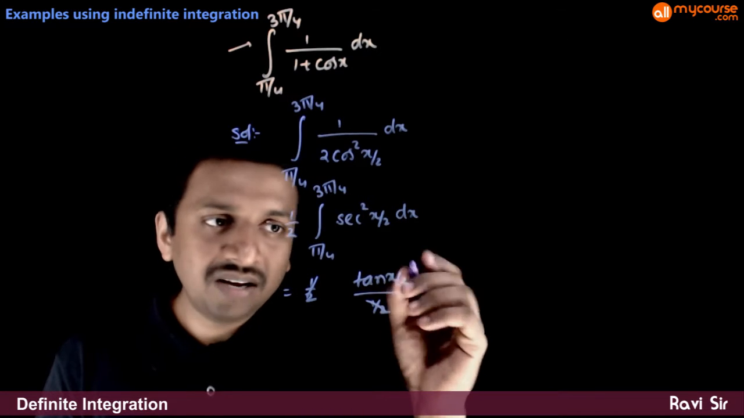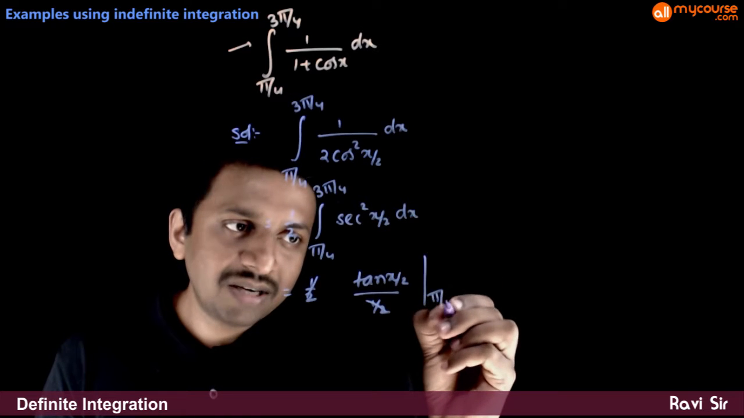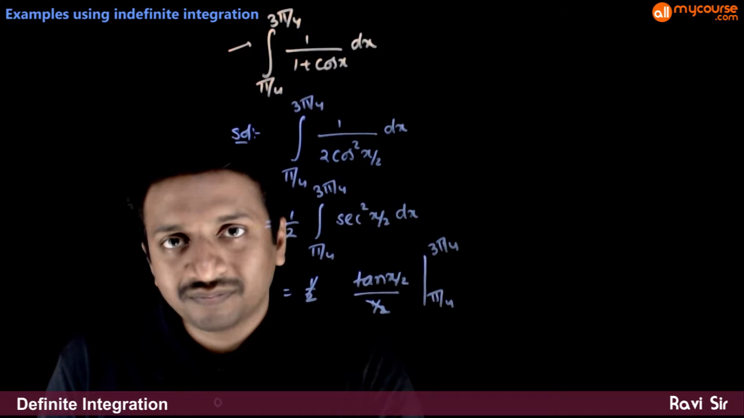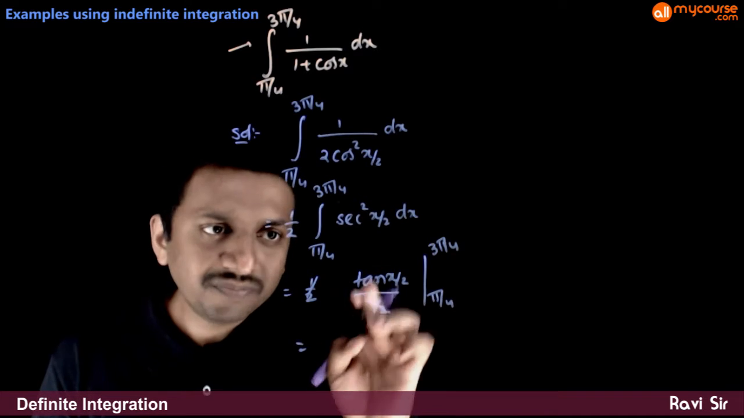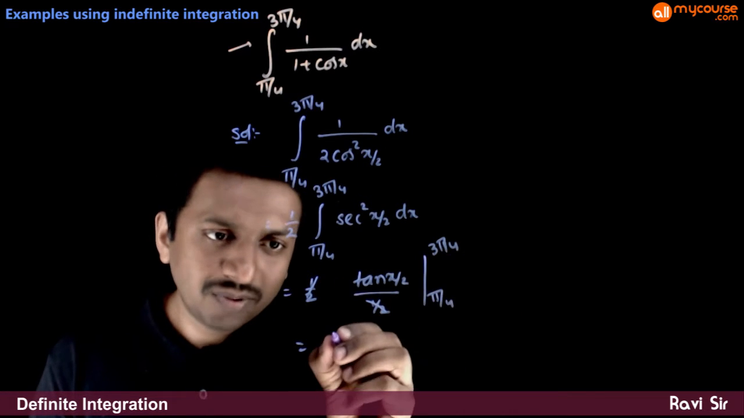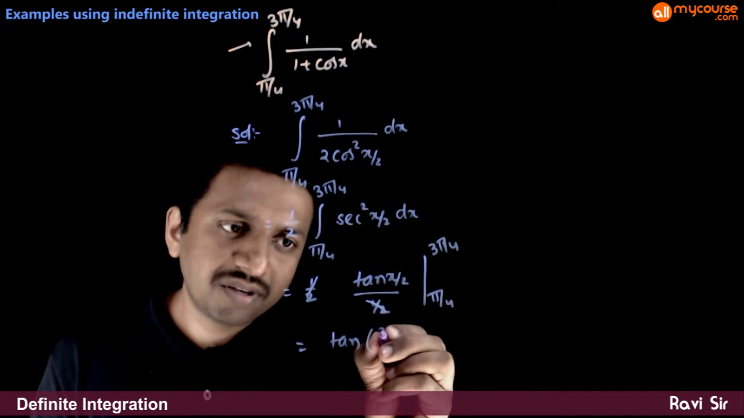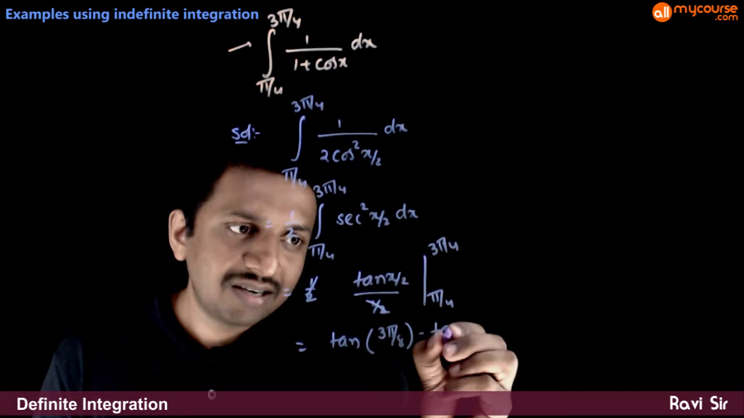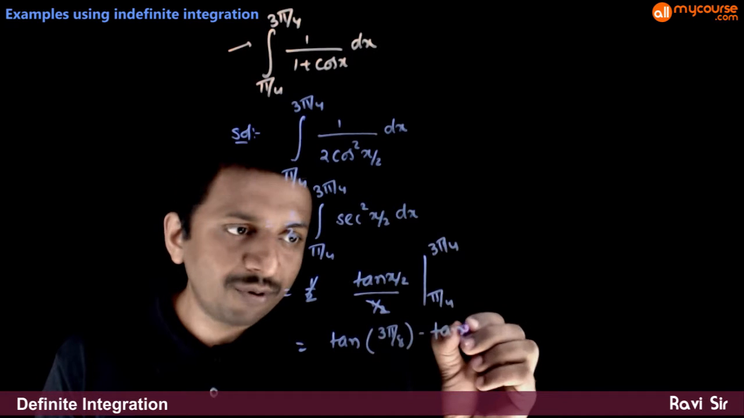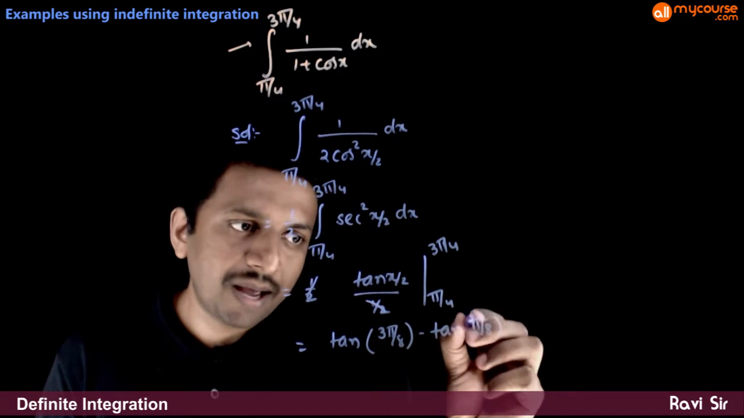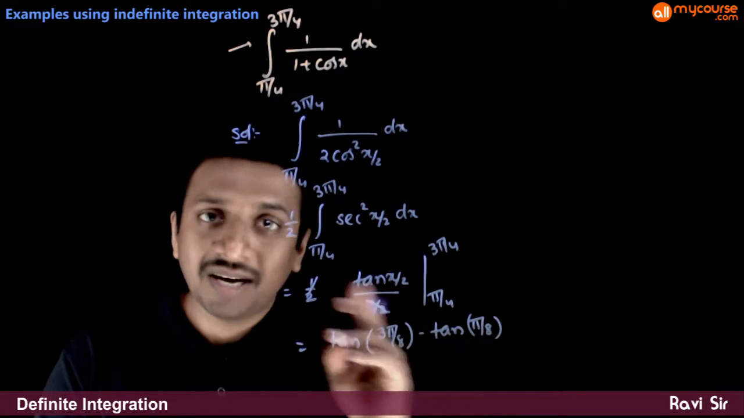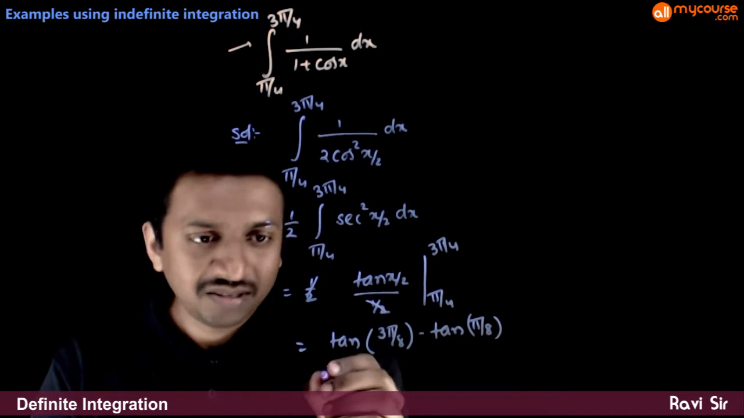So once you have the indefinite integration, apply the limits pi by 4 to 3 pi by 4. So that is equal to tan x by 2, that is tan of 3 pi by 8 minus tan of pi by 4 by 2, which is pi by 8. So tan of 3 pi by 8 minus tan of pi by 8.